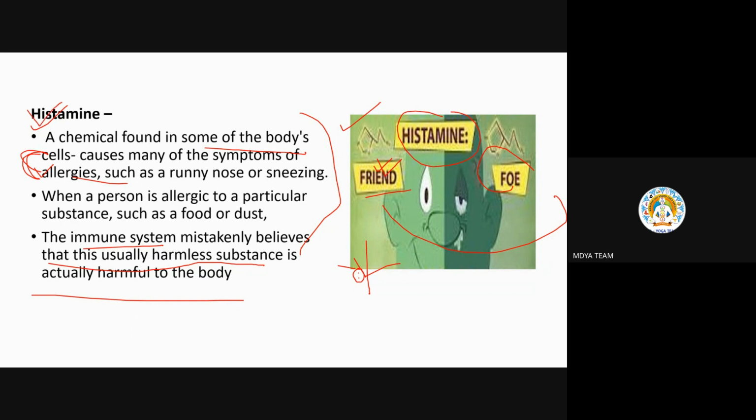This is not that important for this topic, but as I told you about the disease, we should go through this. So, ma'am, basically histamine's work is to destroy the harmless substances of our body, right? Yes, sir. When we have allergic rhinitis, histamine mistakenly believes that this substance is harmful for our body, which is actually not. Yes. And this histamine is released when the allergens come in contact with our body. Okay.